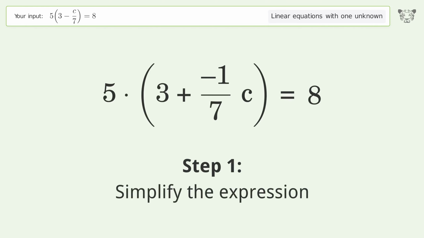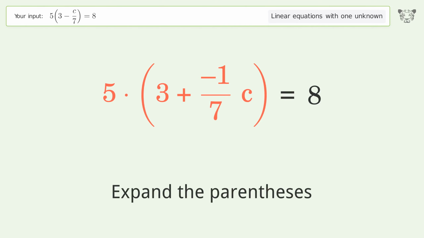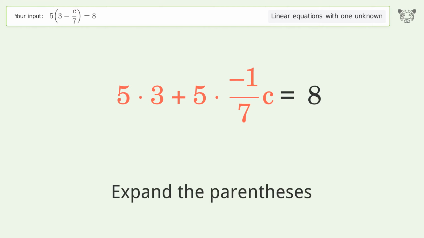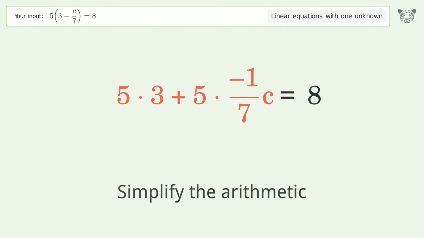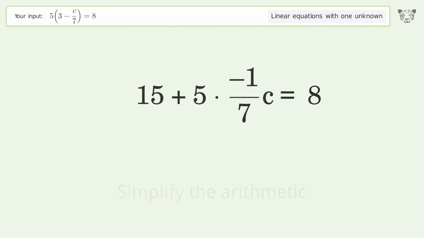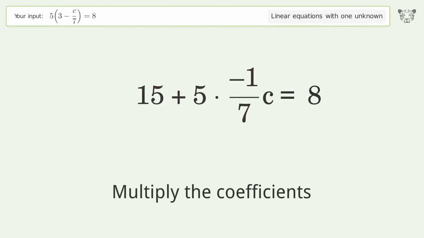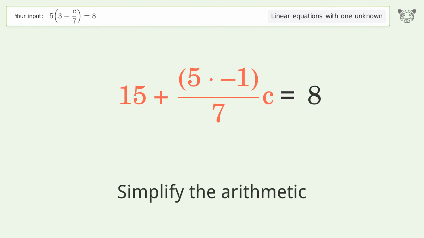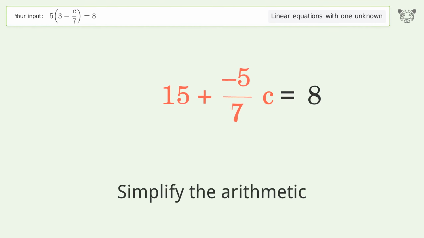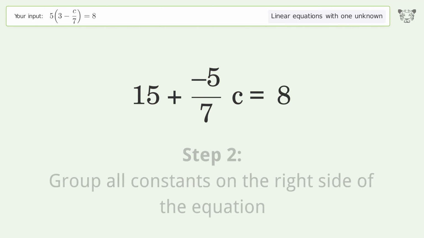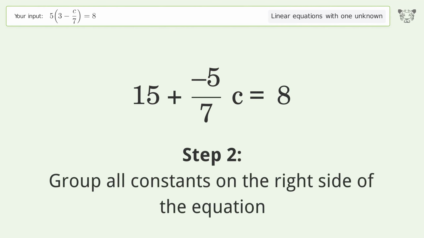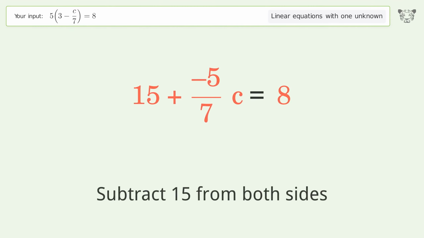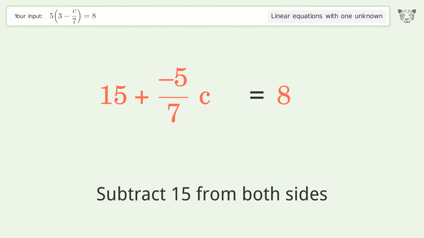Simplify the expression. Expand the parentheses. Simplify the arithmetic. Multiply the coefficients. Simplify the arithmetic. Group all constants on the right side of the equation. Subtract 15 from both sides.